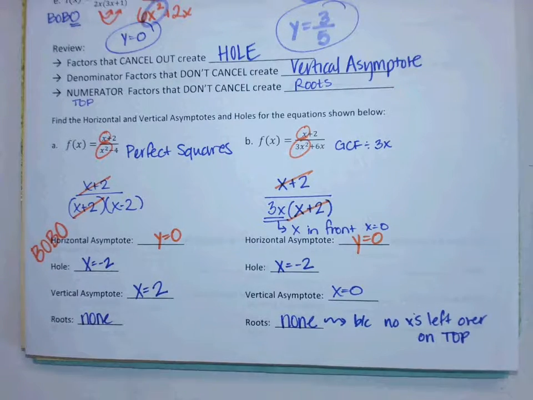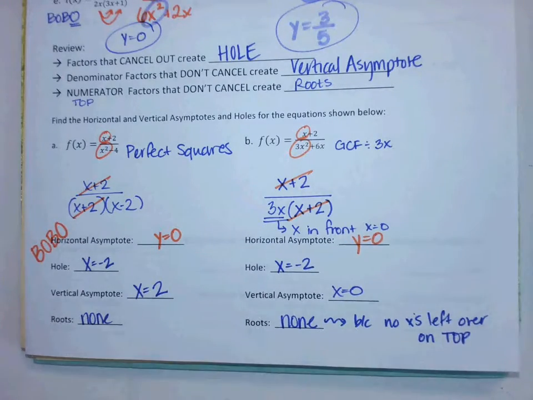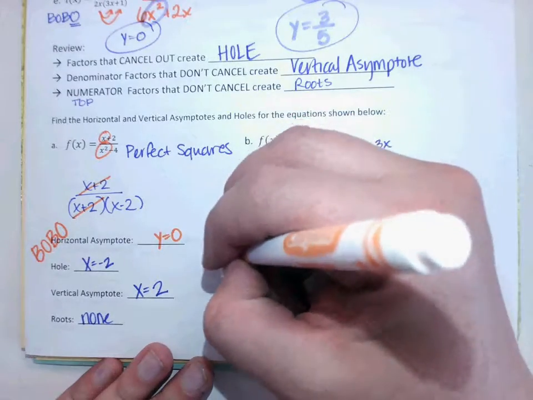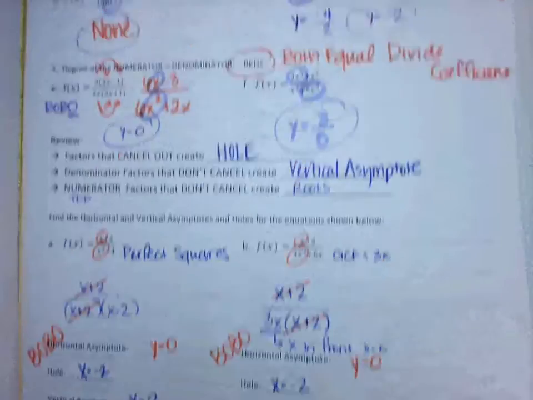Okay, when you're ready, flip over to the back. B is also a Bobo, yes ma'am, because x squared on the bottom is bigger than regular x on the top. Okay, turn to that next page, please.